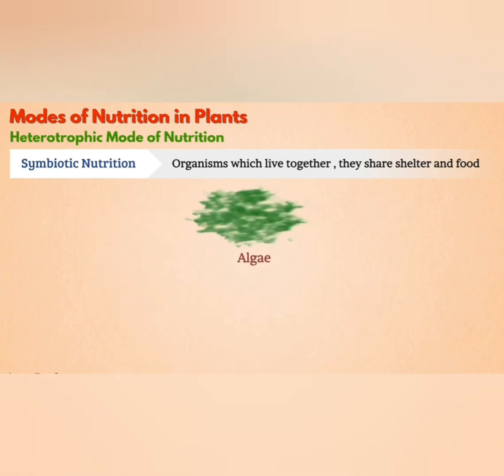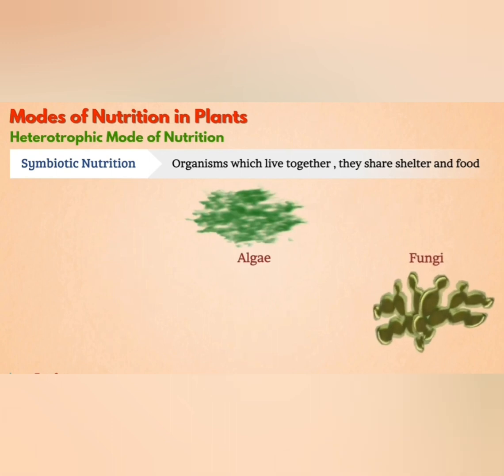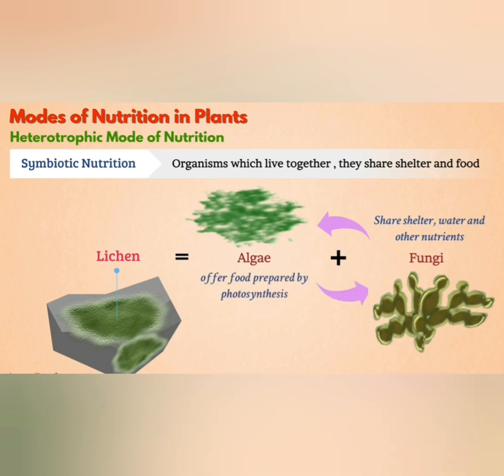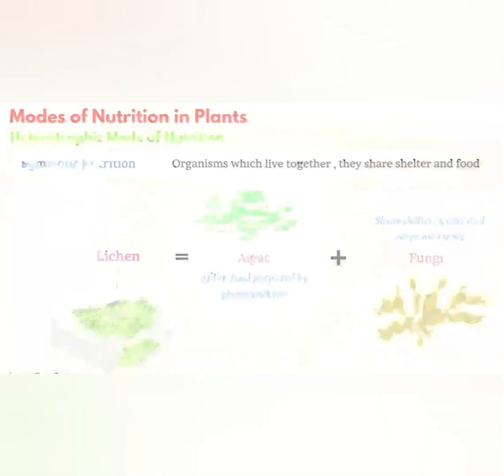Now algae and fungi together are also called lichen. Algae and fungi together are called lichen. So what happens here is the fungi shares shelter, water and other nutrients with the algae, whereas the algae in return offers food prepared by photosynthesis and gives it to the fungi. So this is how this combination works.